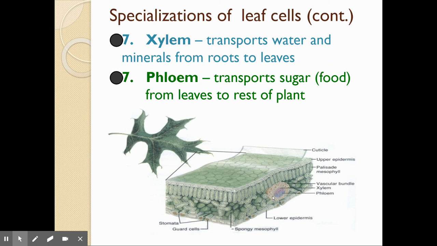The phloem, the other part of the vascular bundle, which is what we call that large structure, transports sugar from the leaves to the rest of the plant, because you have to remember the rest of the plant has mitochondria in it, and we need to do cellular respiration to make ATP to keep it healthy.